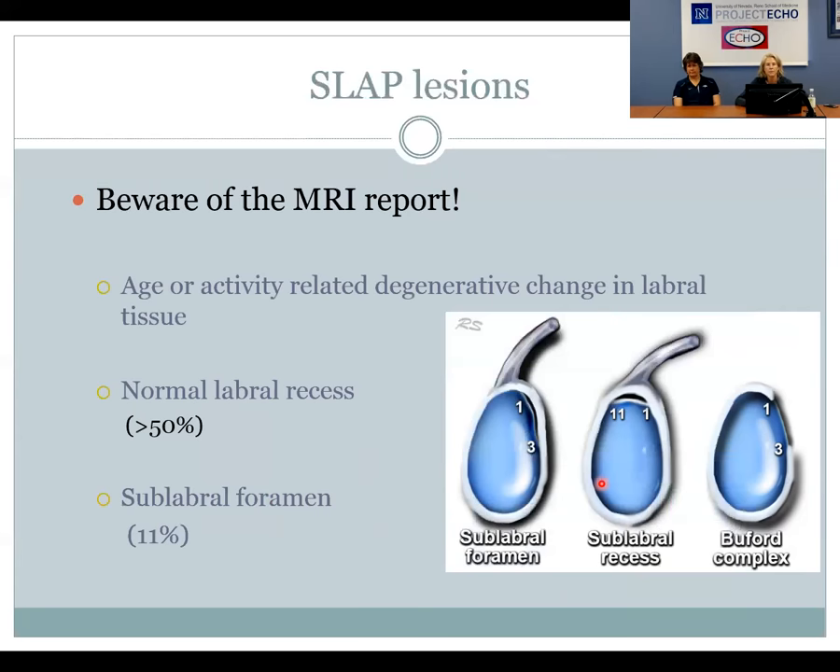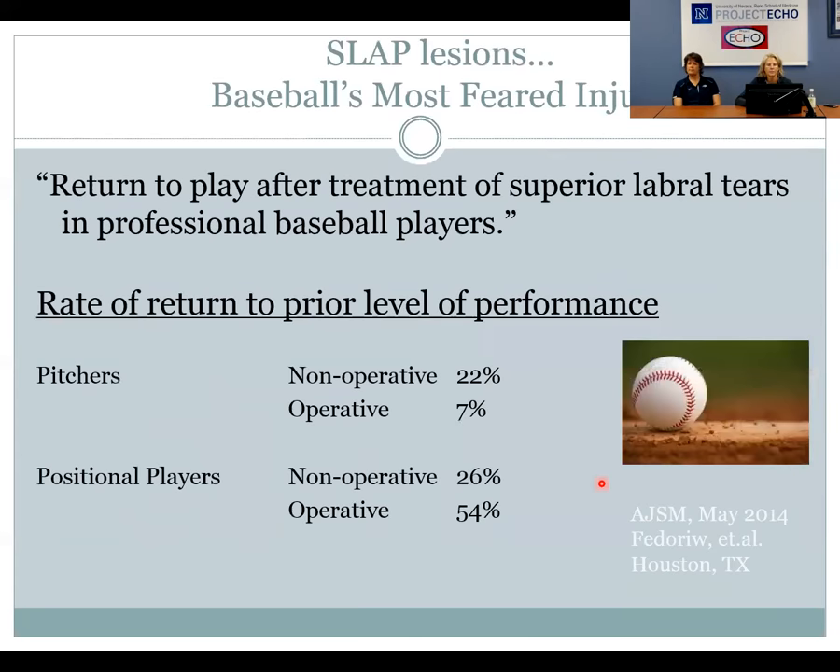So that's when you have to match up the patient's physical examination and their complaints of pain and their sport with what their MRI is showing. So SLAP lesions typically in baseball players.